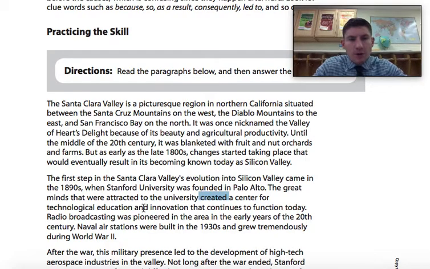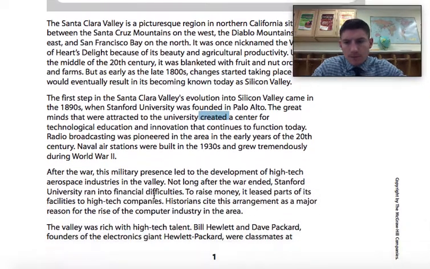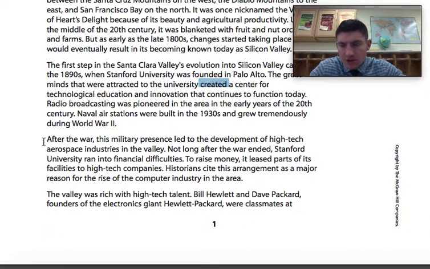In our third paragraph, after the war, so here's an afterwards, it's giving that, here's the result. After the war again.